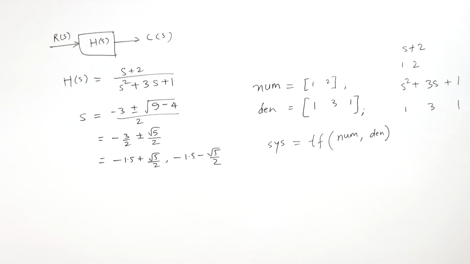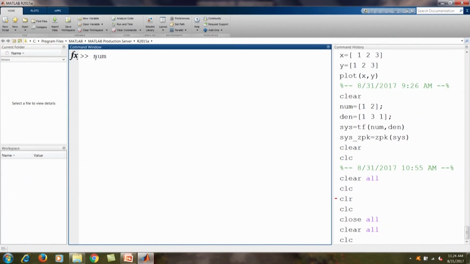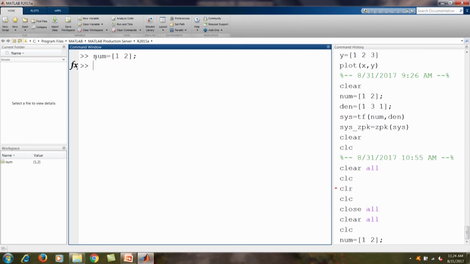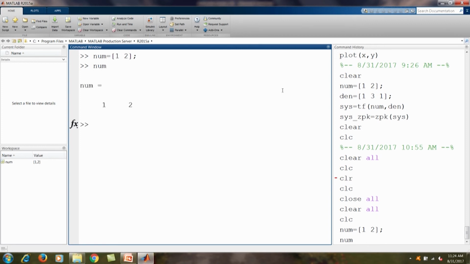Let's write this here. num equal to 1 space 2. We have defined num, and we can see it in the workspace: num is 1, 2. If we want to see what num is, we see num is 1, 2.